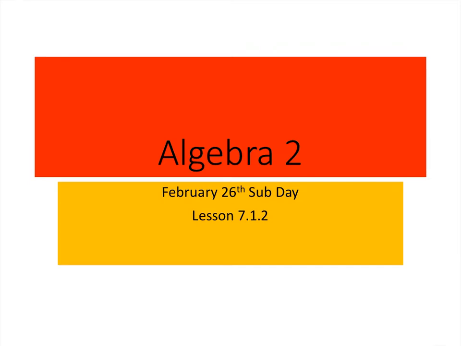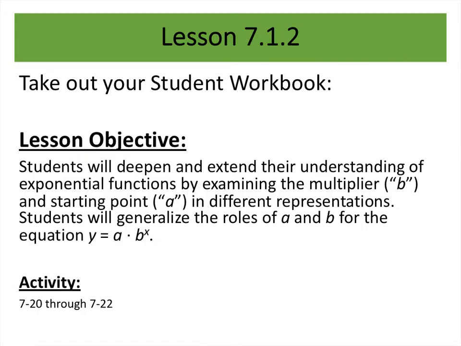All right, so hopefully you've gone over your homework already, and now we're going to be talking about 7.1.2, that portion of the lesson. So please take out your student workbooks and turn to 7.1.2, and while you're doing that, I'll go over the lesson objectives. My goal for you today is that you're going to deepen and extend your understanding of exponential functions by looking at the multiplier, the b value, and the starting point, which we talked about last class, the a value, in different representations. And hopefully by the end of class, you'll be able to generalize the roles of a and b for the equation y equals a times b to the x.